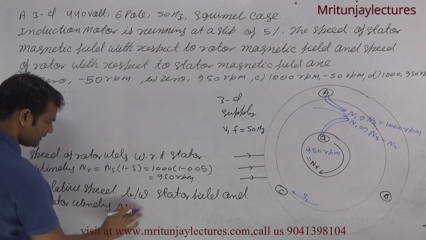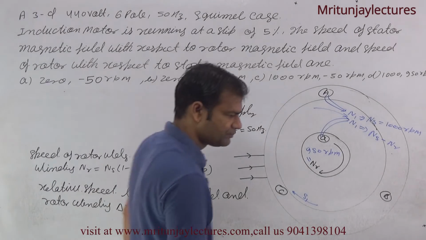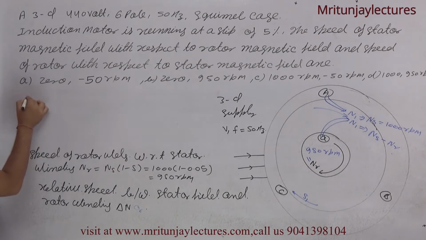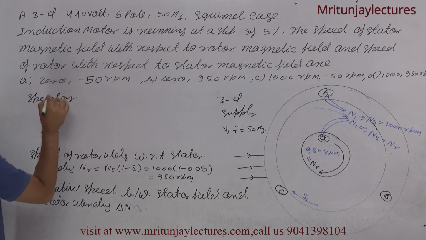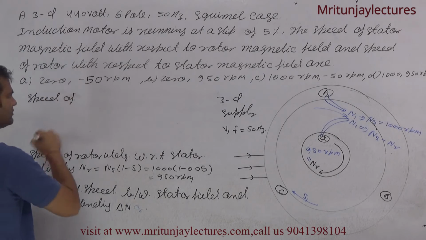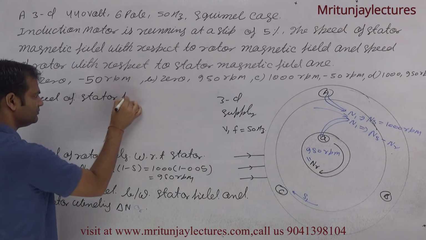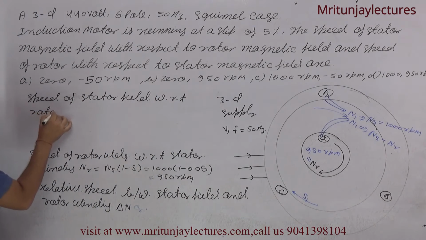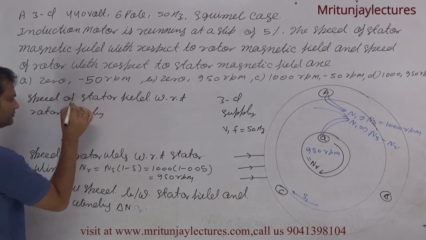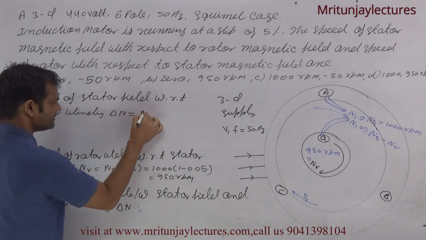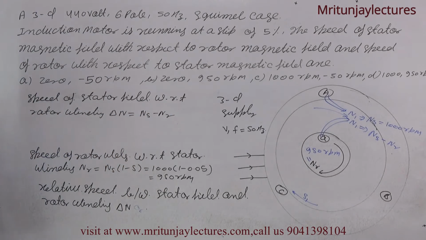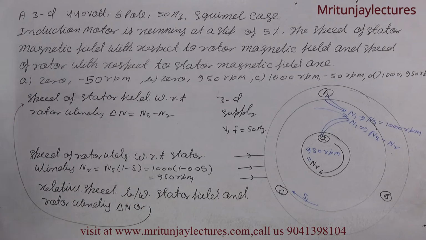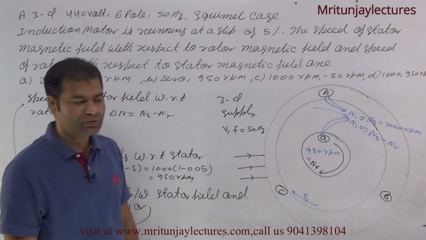So this is also written as the speed of the stator field with respect to the rotor winding, that is delta N. This is also written as Ns minus Nr. Clear? This is also called the relative speed. Clear? Now our aim is to focus on the speed of the rotor magnetic field with respect to the rotor winding.